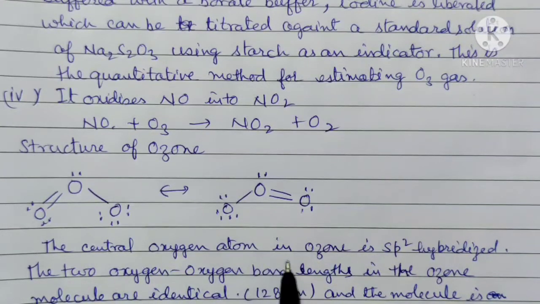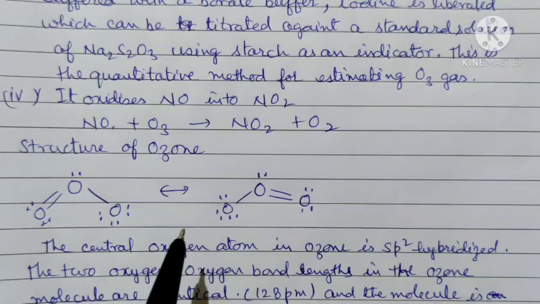The central oxygen atom in ozone is sp2 hybridized. The two oxygen bond lengths in the ozone molecule are identical, that is 128 picometer, and the molecule is angular with a bond angle of 117 degrees. It is a resonance hybrid of two main forms. In the examination they ask why the two bonds in the ozone molecule are identical. So you can write the answer for it.